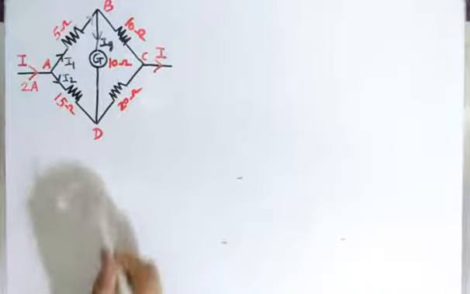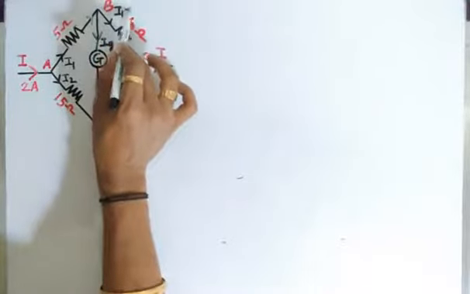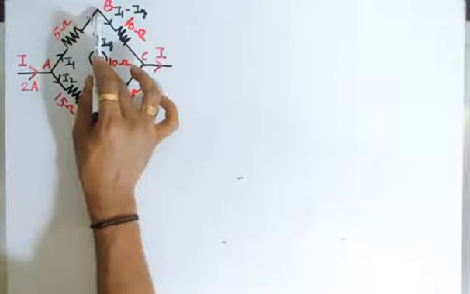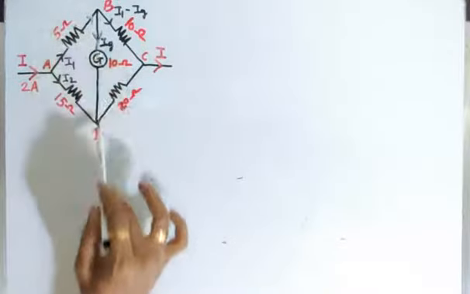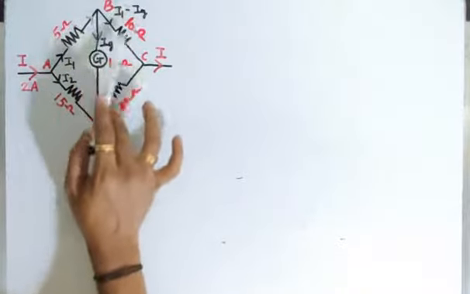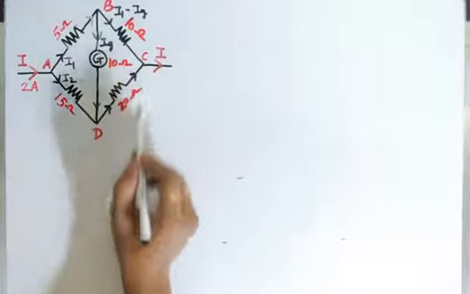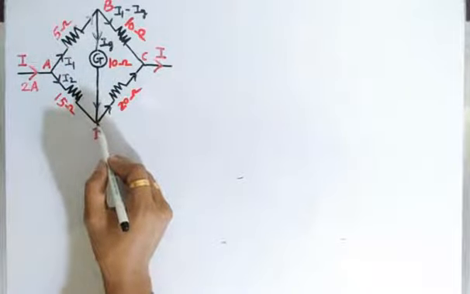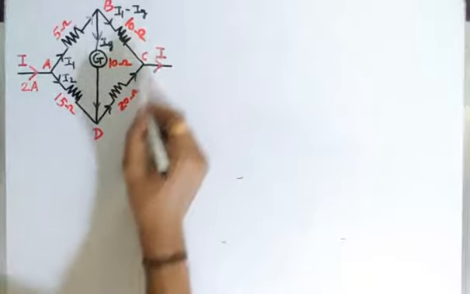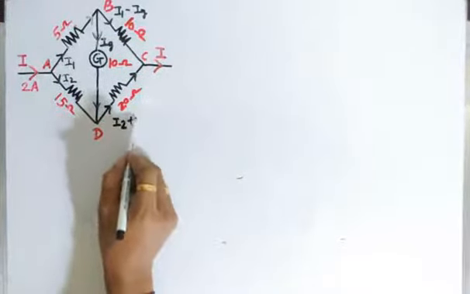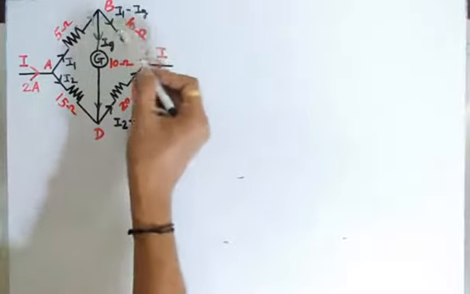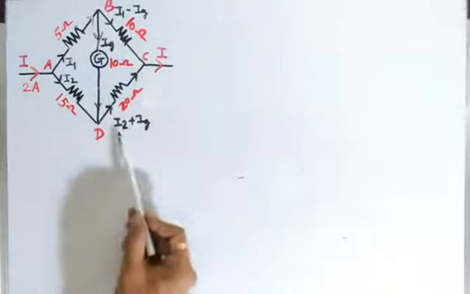But the current flowing through BC is nothing but I1 minus IG. I1 is the current which will reach point B. Out of I1, the current IG will flow through the branch BD, and the remaining current, that is I1 minus IG, will flow through the branch BC. Now at point D the current I2 will reach, and IG will also come to point D. So the total current flowing through the branch DC is I2 plus IG. When these two currents reach point C, that is I1 minus IG flowing through BC and I2 plus IG flowing through DC, we again get the total current I.